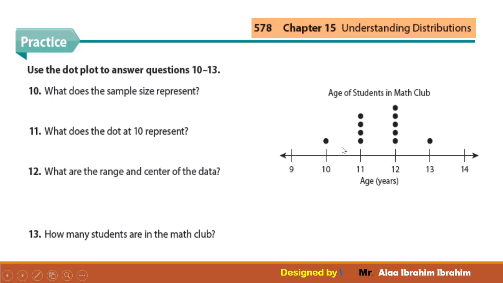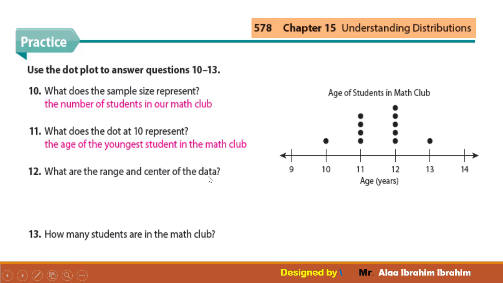This is clear now. Now we're dealing with the dot plot. What does the symbol size represent? This represents the number of students in our math club. What does the dot at 10 represent? It represents the age of the youngest, because sorry, the smallest number here. The smallest number here is the youngest student, while the bigger numbers are the older students. So the 10, the smallest number, means the youngest.